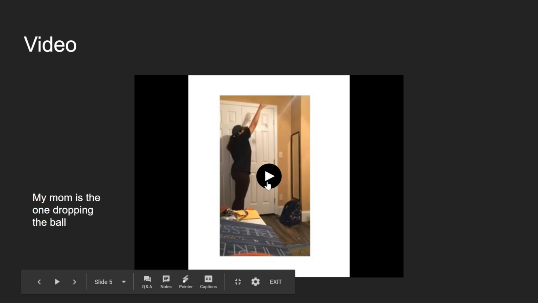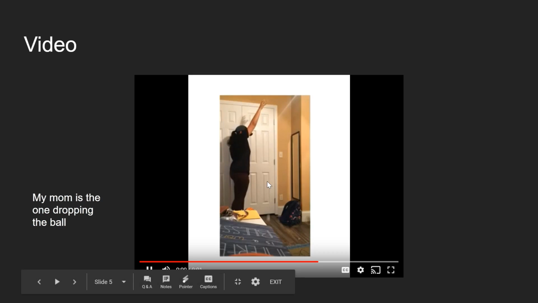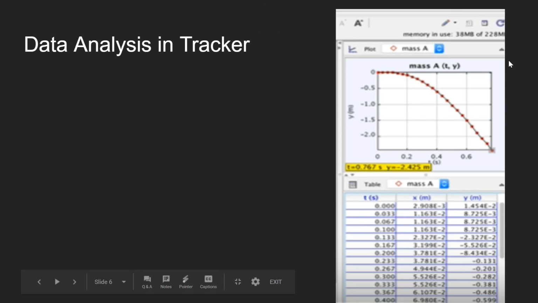Here's a video of our observational data. As you can see here, the observational data was tracked with the Tracker software. The graph demonstrates the time versus y position of the falling object. The object is not moving with a constant velocity, which is why the graph curves rather than being a straight line.